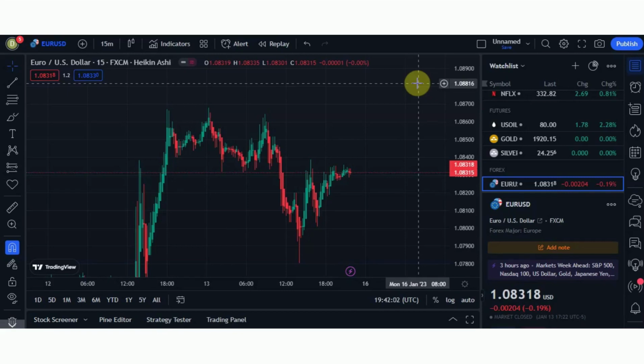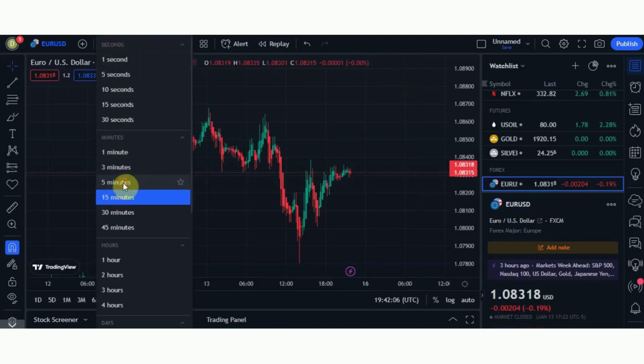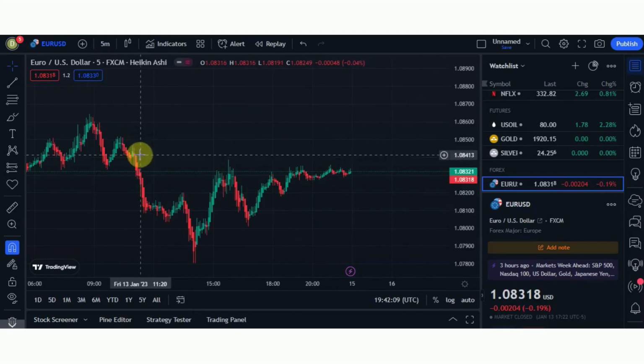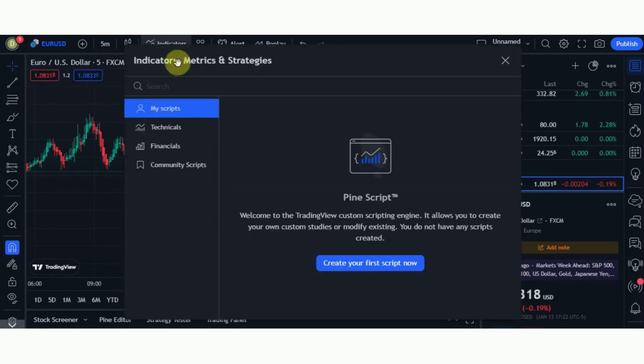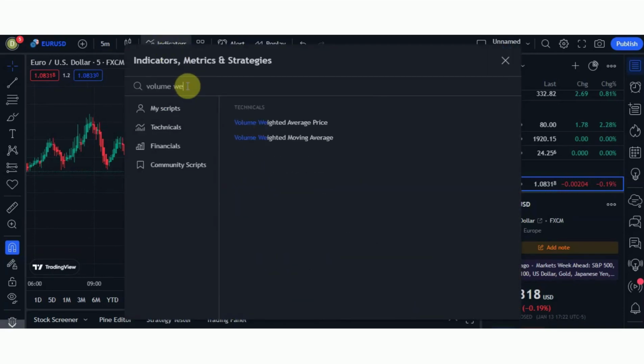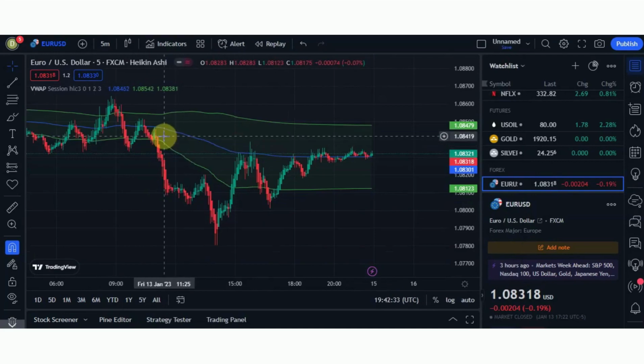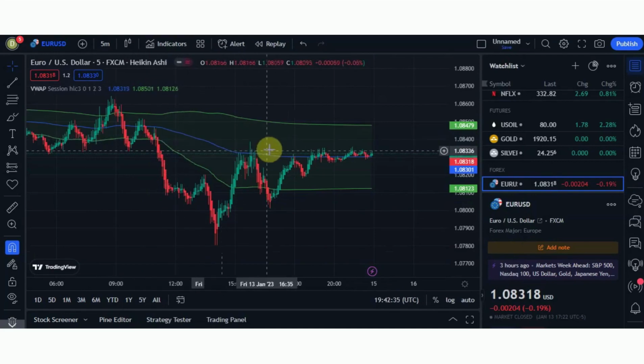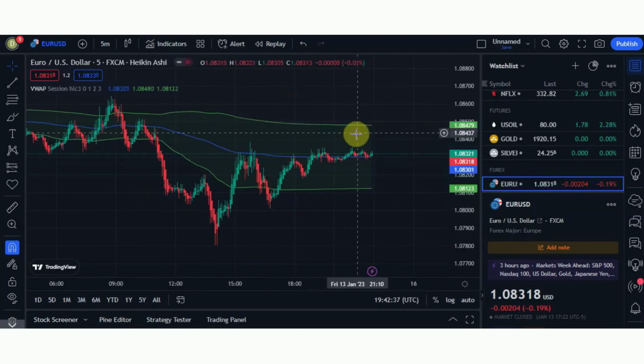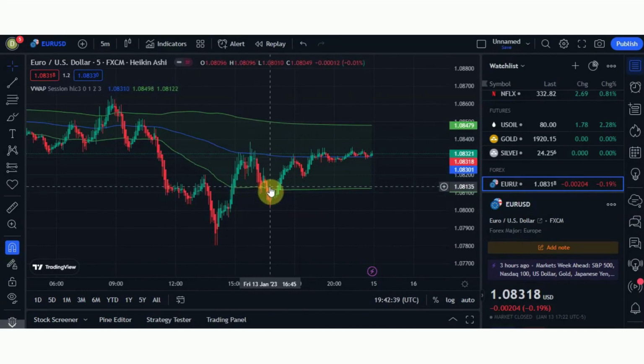So let's go ahead and open up a Euro USD chart with a 5-minute time frame. And I'm using the Heikin-Ashi candles here for this chart, okay? And then let's go ahead and click on the indicator section and type in volume weighted average price. Okay, we have it right here. And add that to our chart. So looking at this indicator, we can see it has a middle blue band, an upper green band, and a lower green band as well.